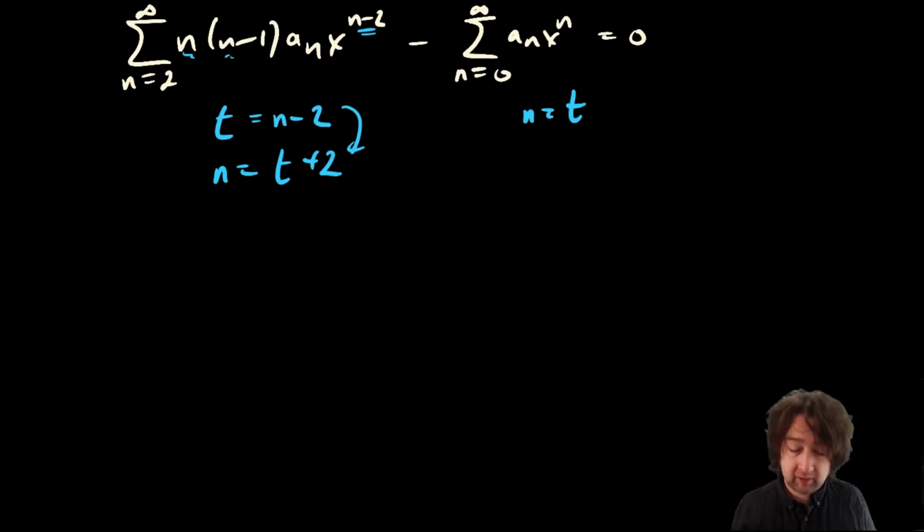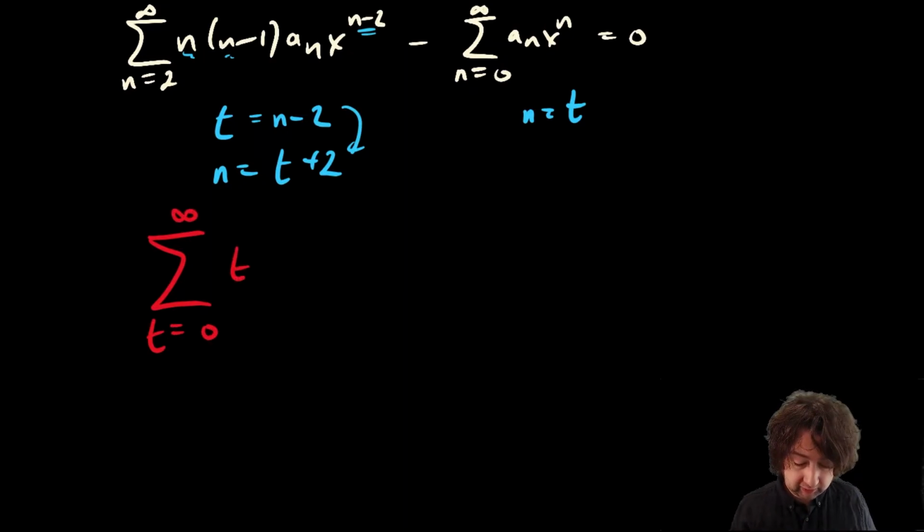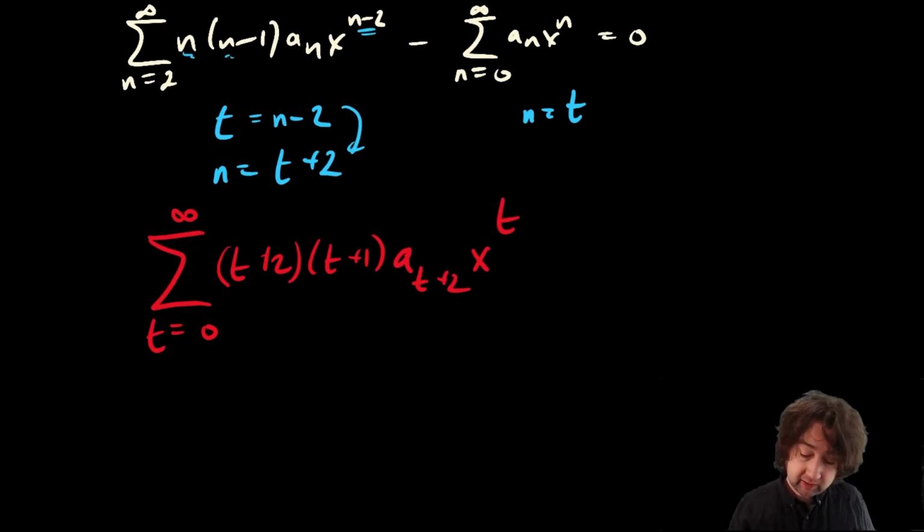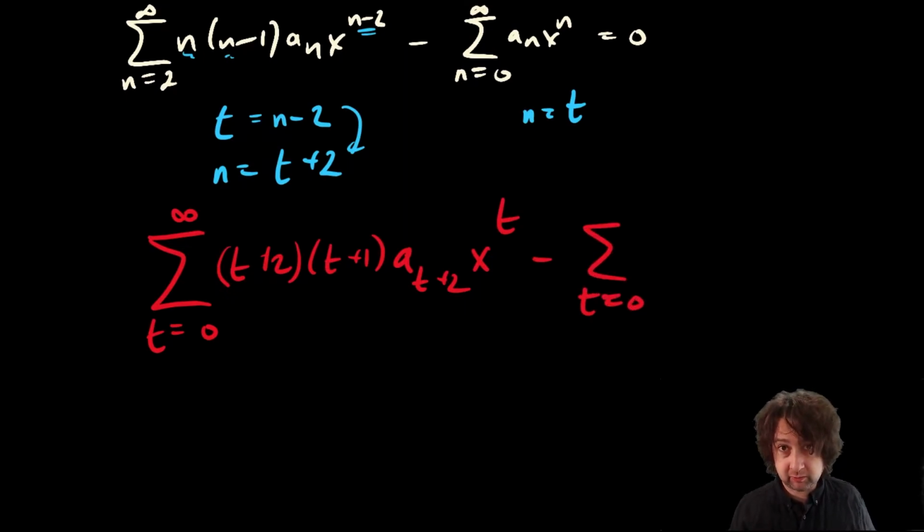So what happens after you do that? Well, the original sum started with n equal to 2, but t values are n minus 2. So this series starts with t equal to 0. n gets replaced with t plus 2. n minus 1 gets replaced by t plus 1. There's an n as the subscript of the a. That gets replaced with t plus 2. And then we have x to the t. The second sum stays the same, except we've changed the t variable for an n variable.